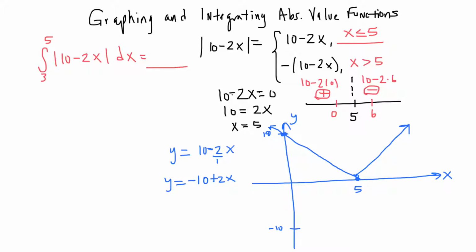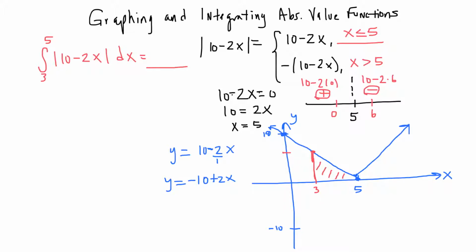Okay, so did you work this out? Here's my answer. If I want the integral from 3 to 5, then I'm only looking at it from 3 to 5, and that'll be this area here. I know it looks like a triangle. I would like to know, what's the height of that triangle? The height would be the y value when x is 3.